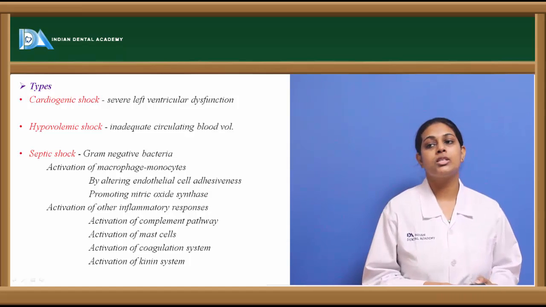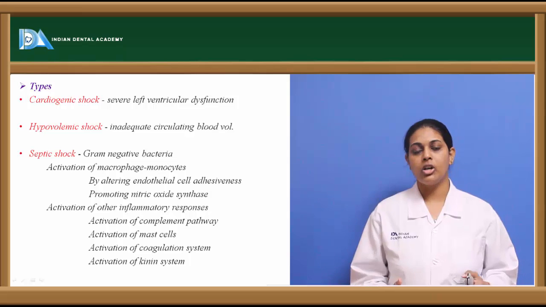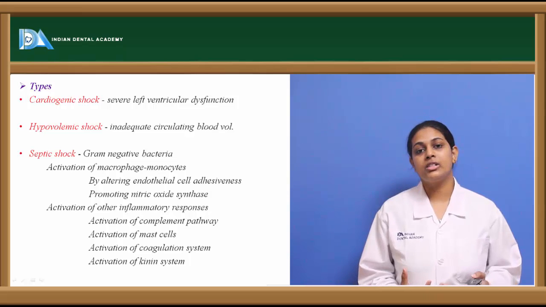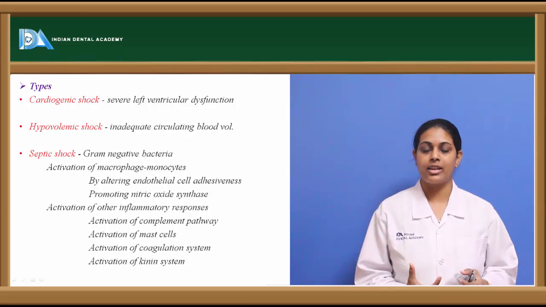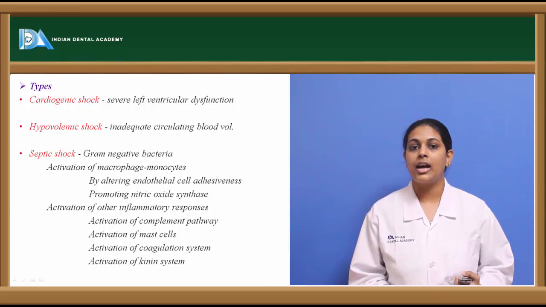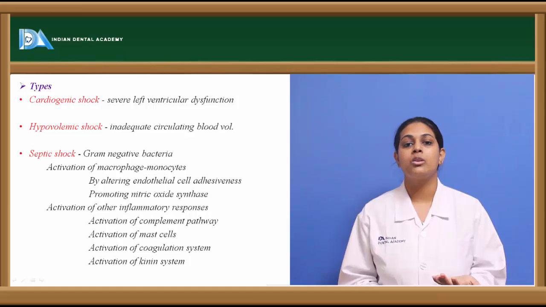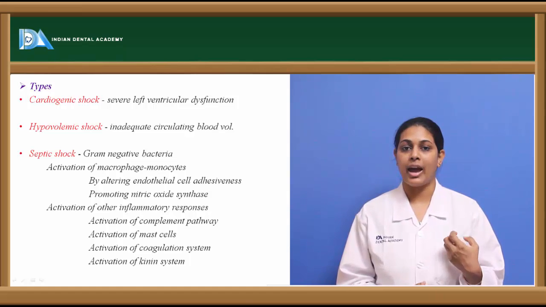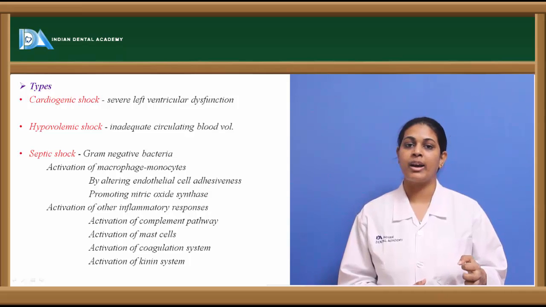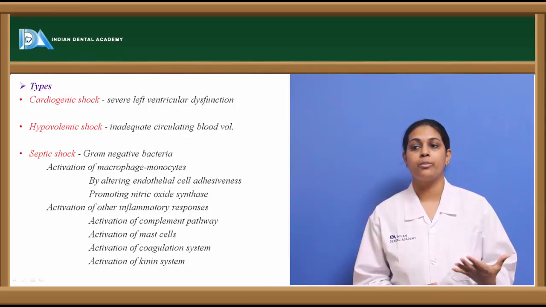And other than that, we also see that these neutrophils produce nitric oxide synthase, which acts as a vasodilator as well as increases the capillary permeability, which might in turn also damage the endothelium. So these are certain things which are activated because of the gram-negative bacterial lysis by the host immune system.